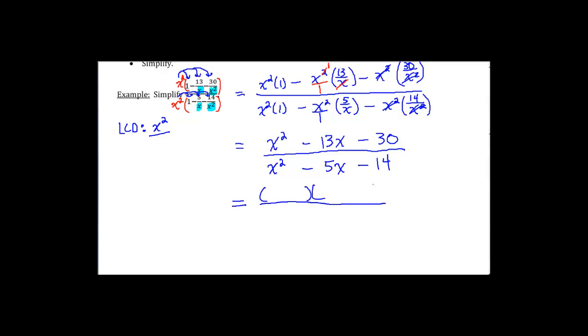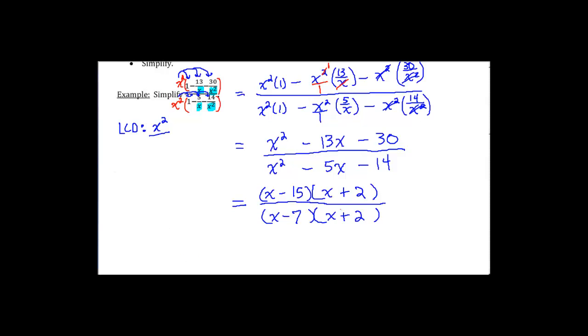So let's factor to see if anything simplifies. x minus 10, x minus 3. x minus 7, x plus 2. And if you notice, I've made a mistake here. They have to multiply to give me a negative 30. So one has to be positive, one has to be negative. It's actually going to be a negative 15 and x plus 2.